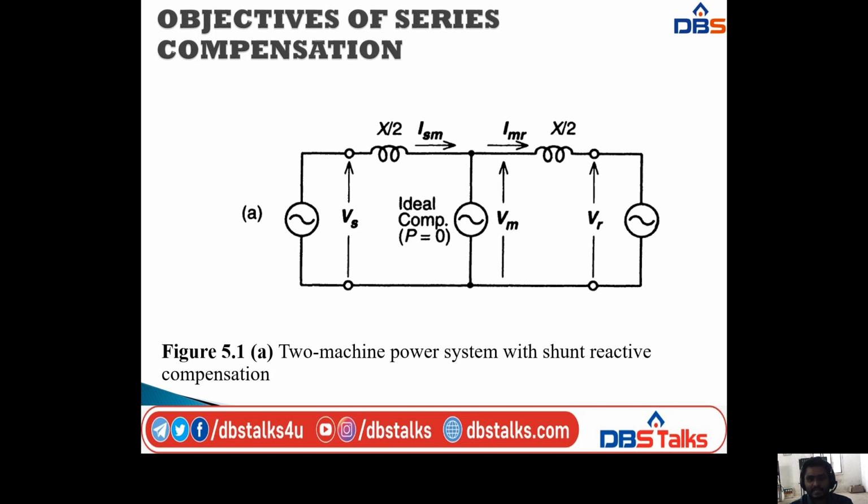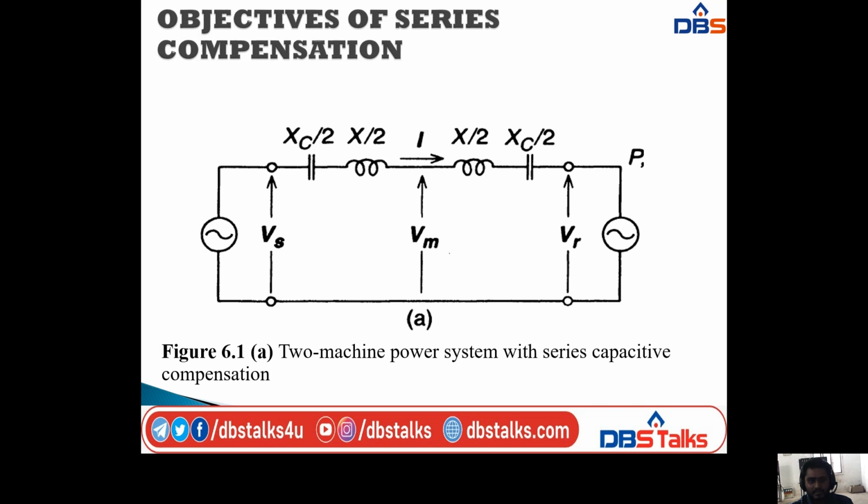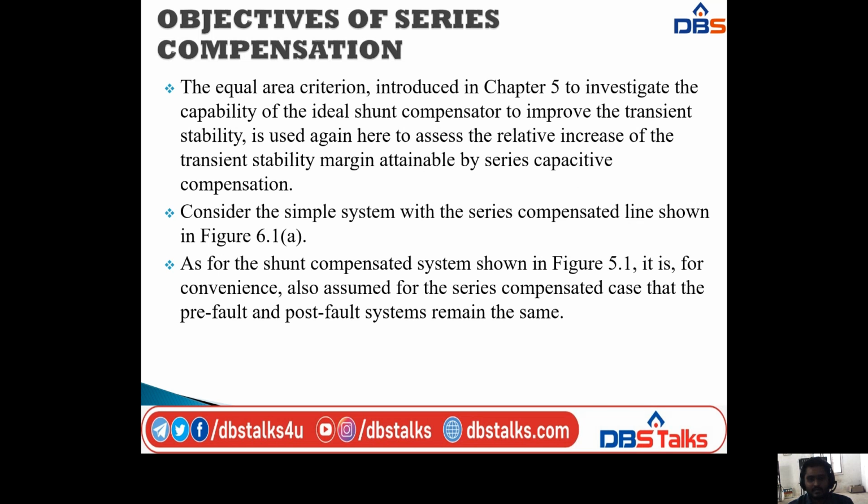ISM means the sending end and midpoint voltage, midpoint current, and IMR is the midpoint receiving end current we have. As per the shunt compensated system shown in figure 5.1, for convenience, it is also assumed for the series compensated case, so that the pre-fault and post-fault systems remain the same.